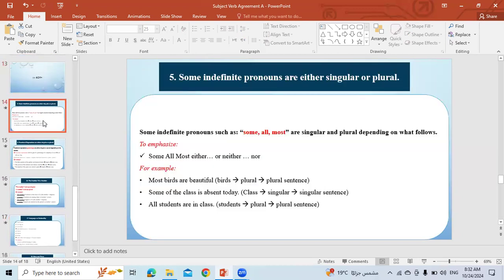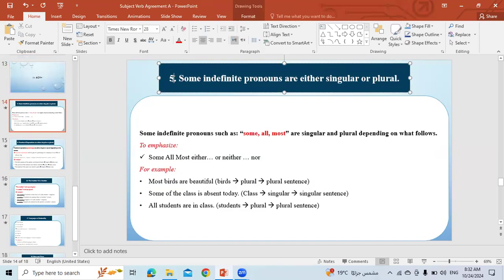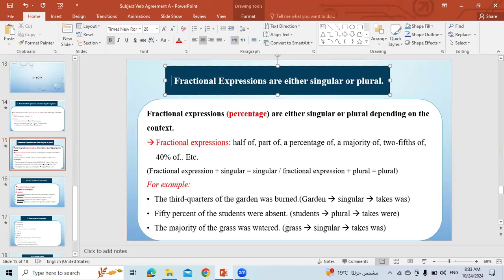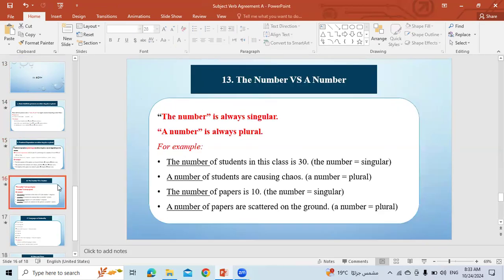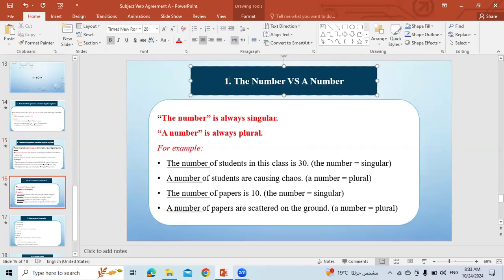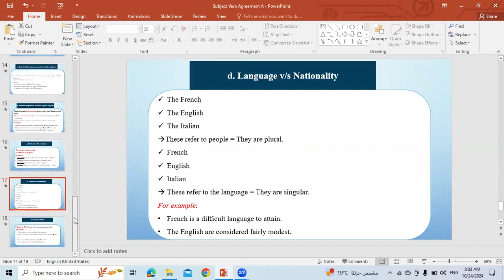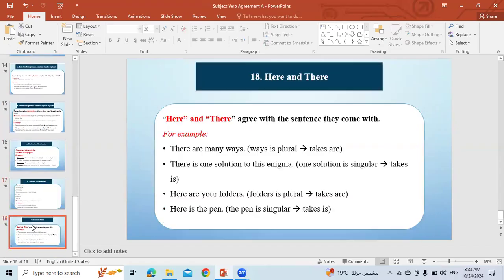Both. First of all, the first group: some, almost. Then we have the percentages or fractions, right? Then we have the number versus a number. And then we have language and nationality. English is easy, but the English are respectful, whether I'm talking about language or people.